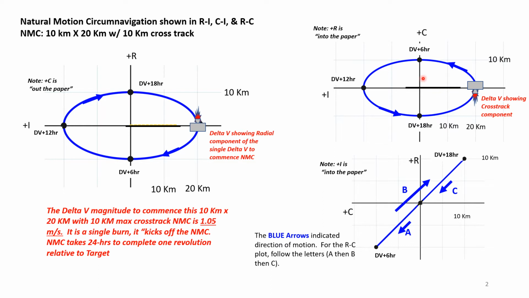Well, we can see that in these diagrams over here. This is the cross-track, in-track coordinate frame. We're looking at it in that depiction. R is into the paper. So for the delta V, it can't just be pure radial. We need a little cross-track component, and that's why it's 1.05 meters per second total. It's kind of done at an angle.